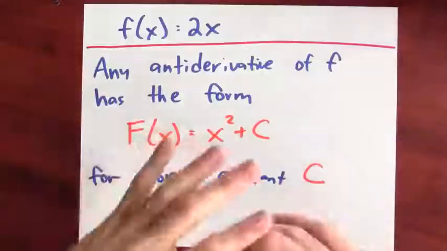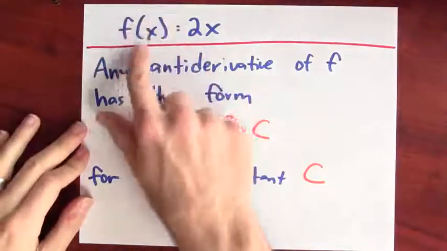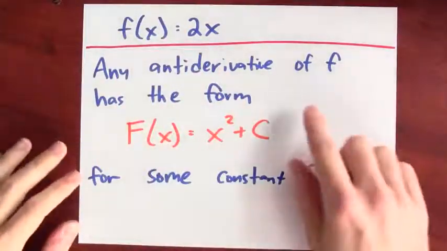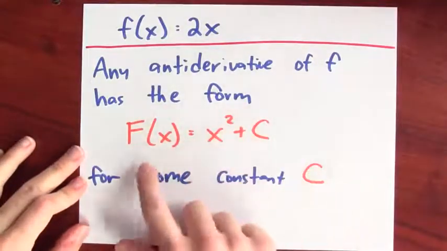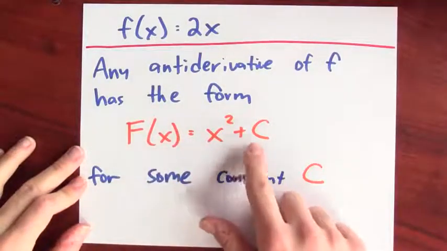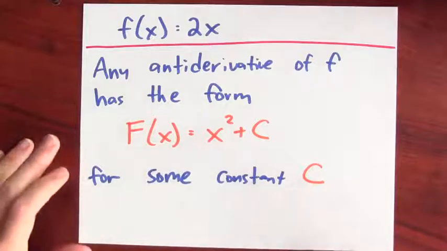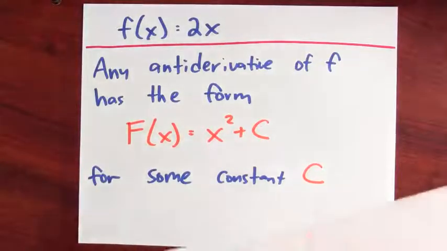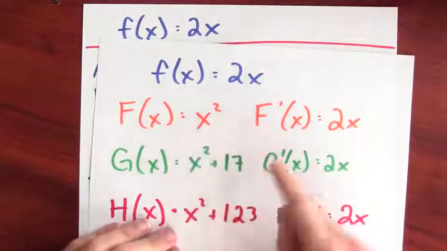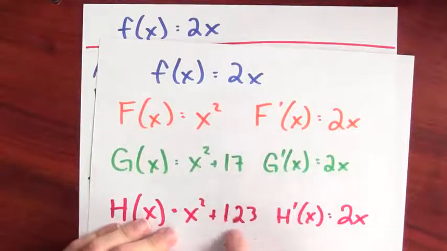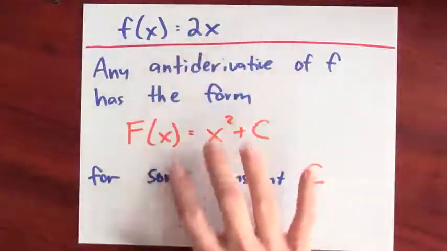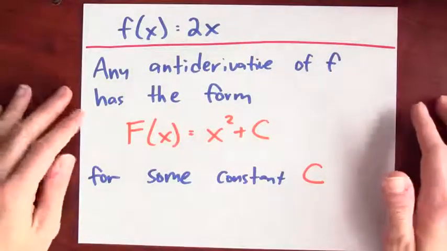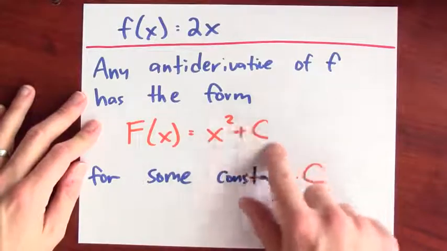There's clearly a pattern here, right? What's the general story? Well, here's the general story. So I got this function, f of x equals 2x. Any antiderivative of little f has the form big F equals x squared plus c for some constant c. All of our previous examples had this form, right? Here the constant is 0, here the constant is 17, here the constant is 123. And what I'm claiming here is that any other antiderivative is just x squared plus some fixed number. How do we know this? Well, it goes back to the mean value theorem.